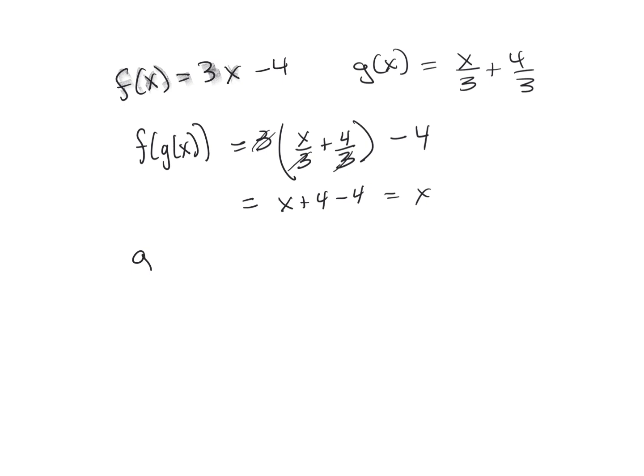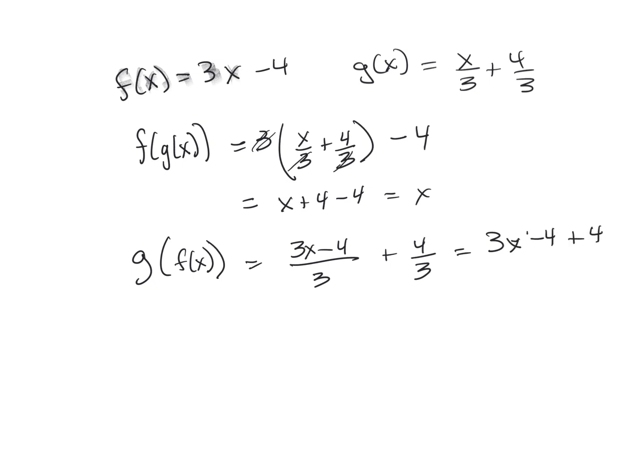And then you also have to do it the other way, because it could work one way and not the other way. So now you're going to go g of f of x. Everywhere I see an x, I'm going to put my f of x. I just have a common denominator, so I can go ahead and just add the numerators. Cancel, cancel. Cancel, cancel. So these work, and they are inverses of each other.